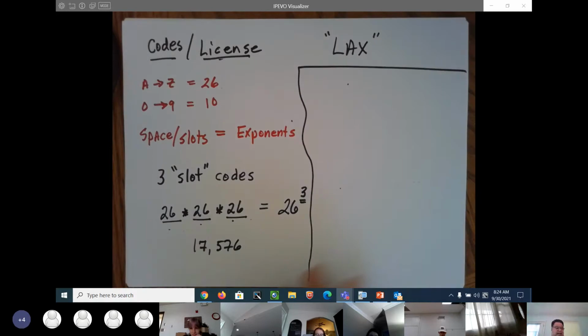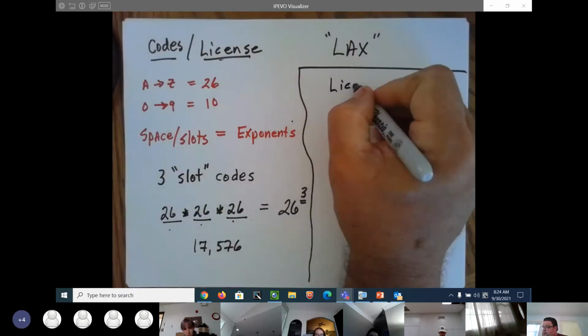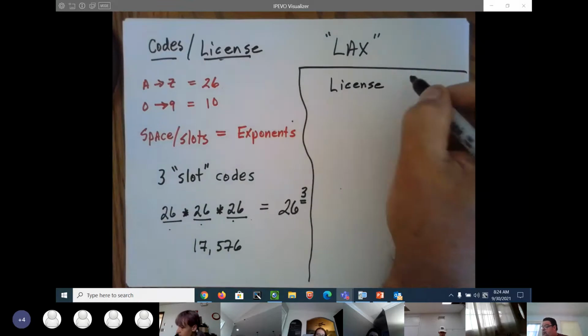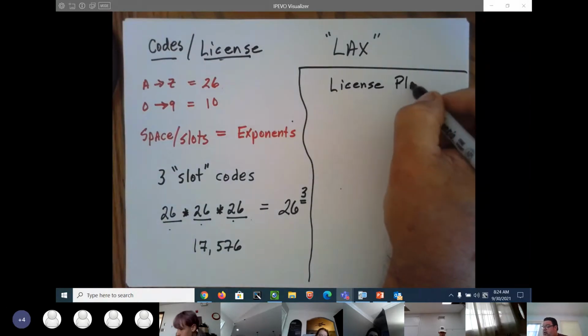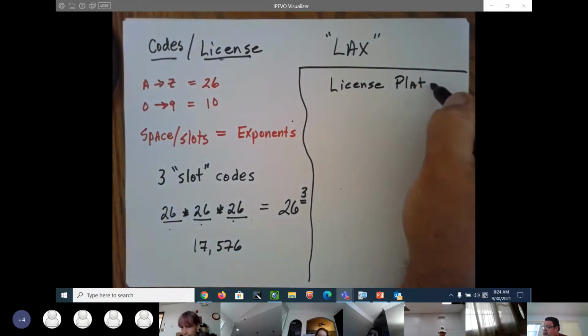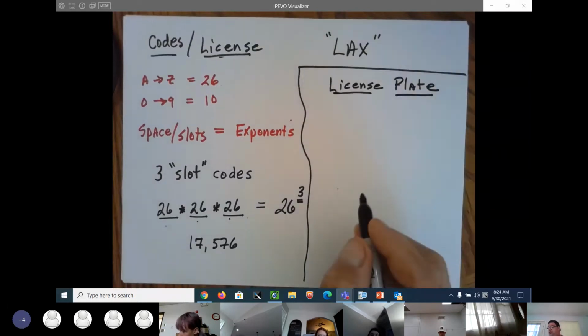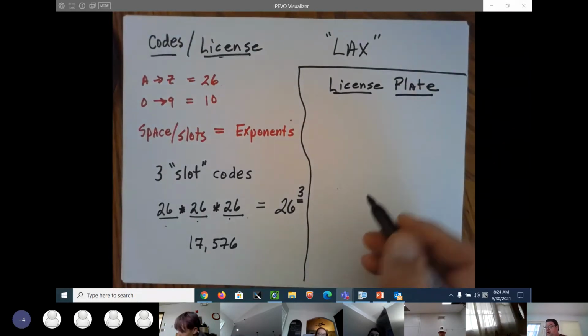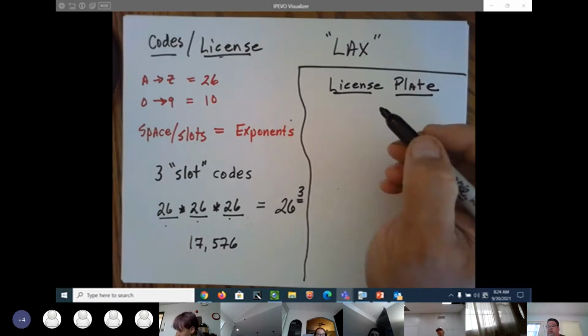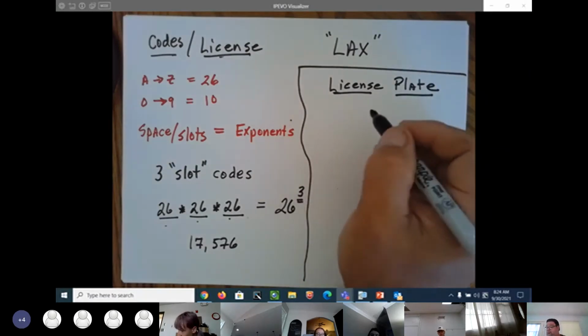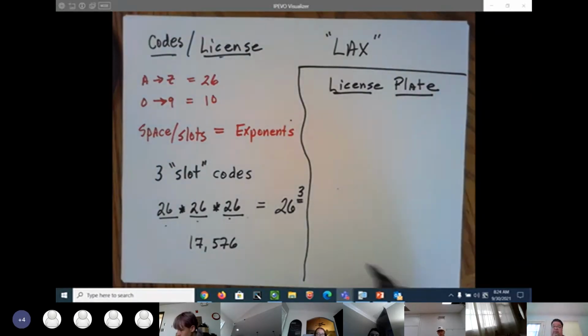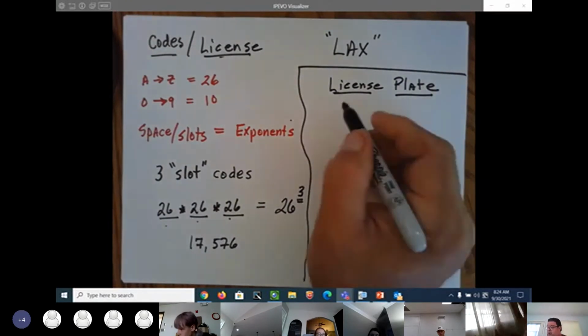Okay, let's do a license plate. License plate, and I hope I spell that right, but I always want to spell it with 2 C's. The license plate question is going to say, there's a license plate company that makes the license plate, or the prisoners make the license plate.